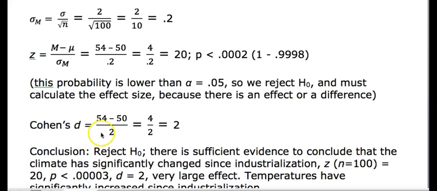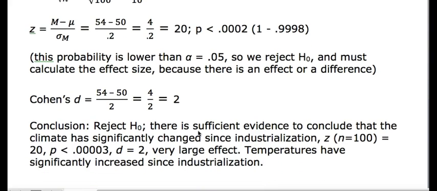So Cohen's d, sample mean minus mu divided by standard deviation, right? 54 minus 50 divided by 2, 4 divided by 2. Our Cohen's d is 2. Now remember, in our table, 0.8 was a large effect. So 2 is off the charts, right? So this is a pretty big effect, all right?